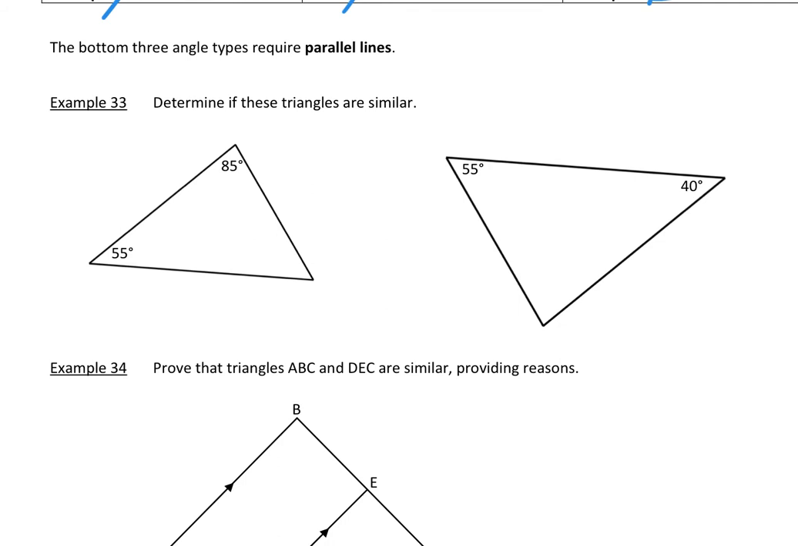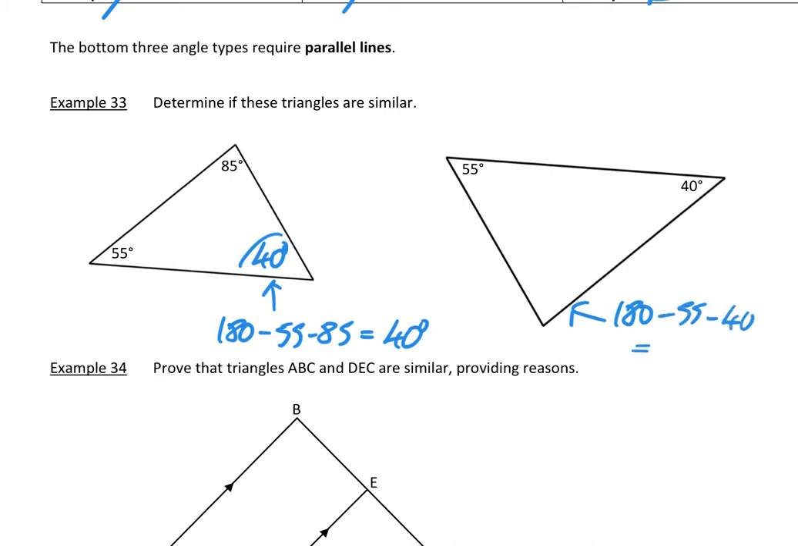This is a very easy example. It says determine if these triangles are similar. So all we have to do is work out the missing angles in a triangle, and then if all 3 angles are the same in both triangles, then they're going to be similar. So this angle, very, very easy. To get it, you're just going to do 180 minus 55 minus 85, and that works out to be 40 degrees. So just put that in. Same idea over here: 180 minus 55 minus 40, and it works out to be 85 degrees.